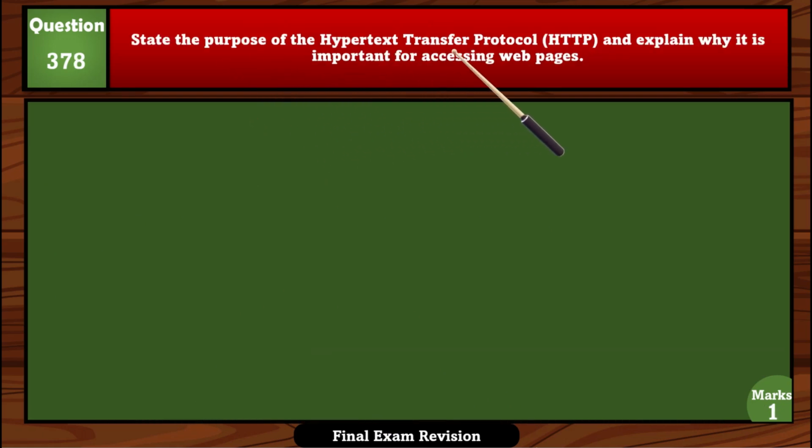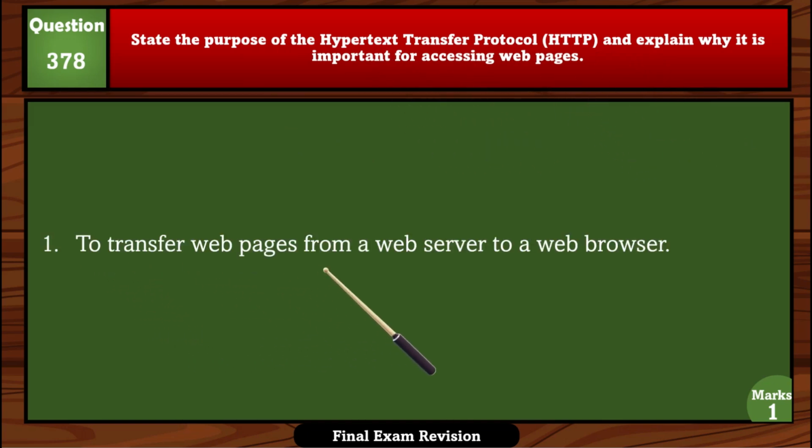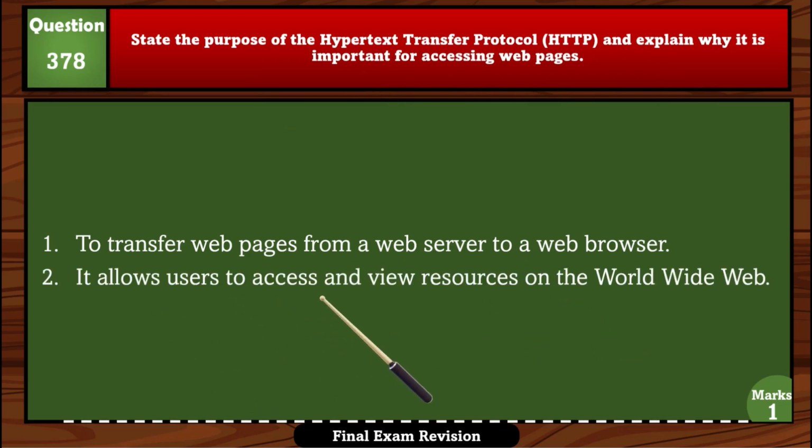State the purpose of hypertext transfer protocol and explain why it is important for accessing the web pages. Number one, to transfer web pages from a web server to the web browser. Number two, it allows users to access and view resources on the World Wide Web.